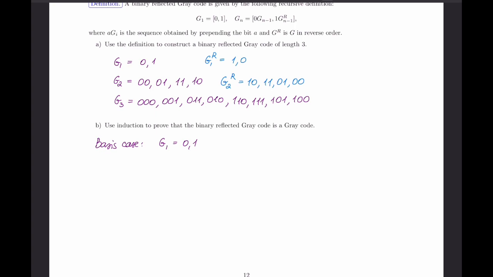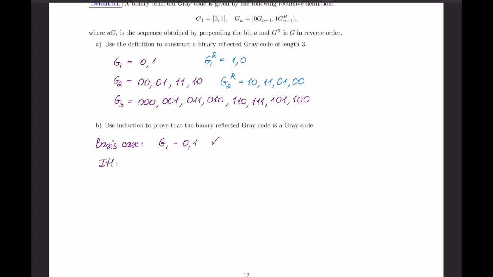Remember that a gray code is a sequence of all the n-bit words. So in this case, 1-bit words, where every consecutive one differs from the previous one by 1 bit. Is this a gray code? Yes, it is a gray code. So my basis case is passed.